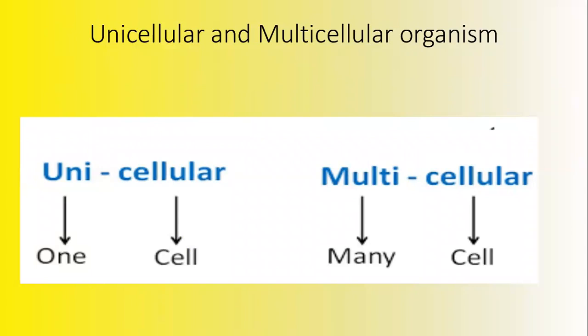Uni means one, cellular means cell, one cell. So the animals which are made up of only one cell are called unicellular. The human body is composed of many cells, trillions of cells. So they are called multicellular organisms.